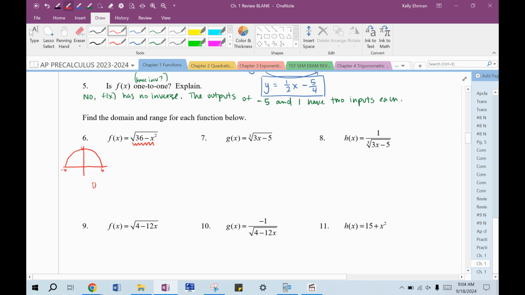So there's no algebra to do here. It's just the domain is -6 to 6. And the range, what's the bottom point? The bottom point is 0. And the top point is 6.